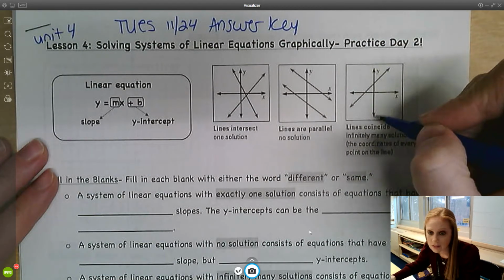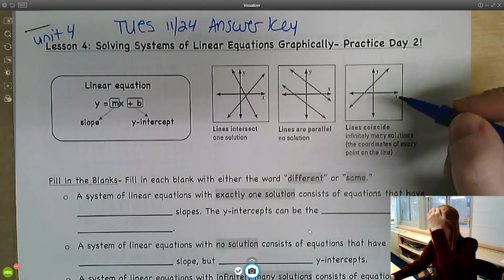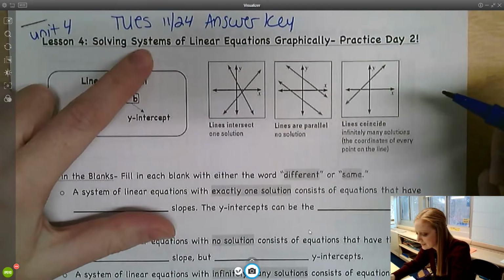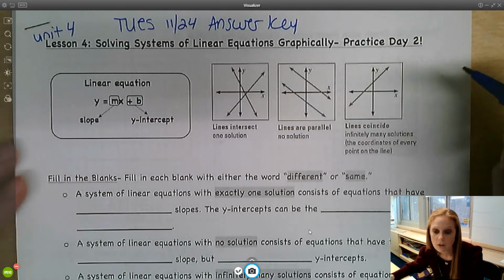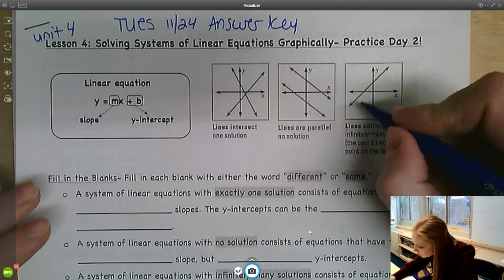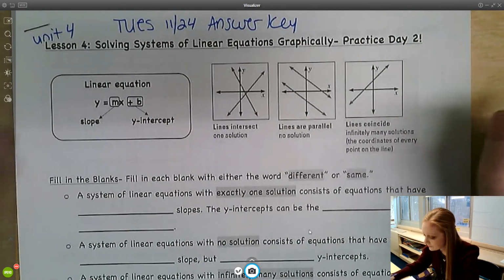The lines are coinciding. It looks like one line, but there's actually 2 lines on top of each other because it says it's a system. A system has to be more than one. So there's 2 lines on top of each other. The solution is every single point along that line, so it's infinite.